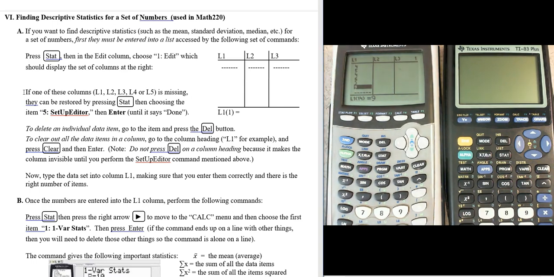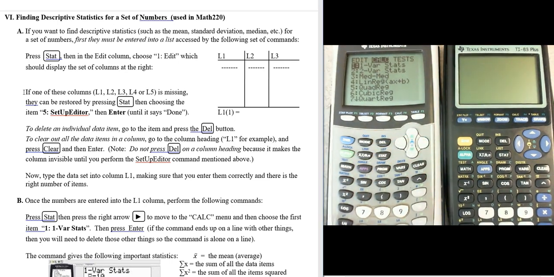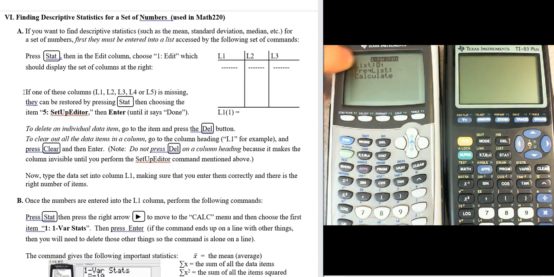So now, let's say I want to get some statistics about these numbers. Well, if I hit Stat and just move my right arrow over to Calc, and I do item number 1, one variable statistics. So I press enter on that, and then I want to use list number 1 to calculate my statistics, and I press enter, and it will calculate the numbers.